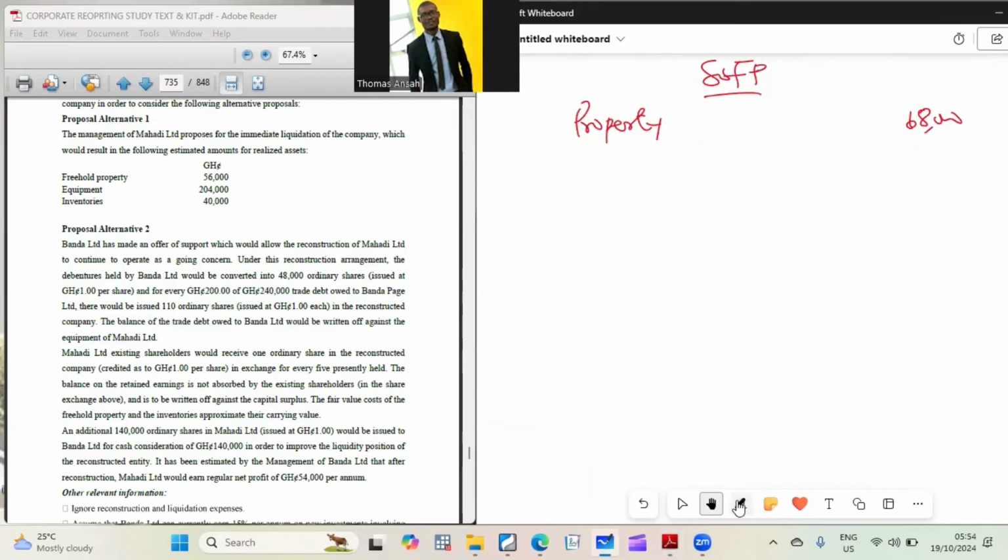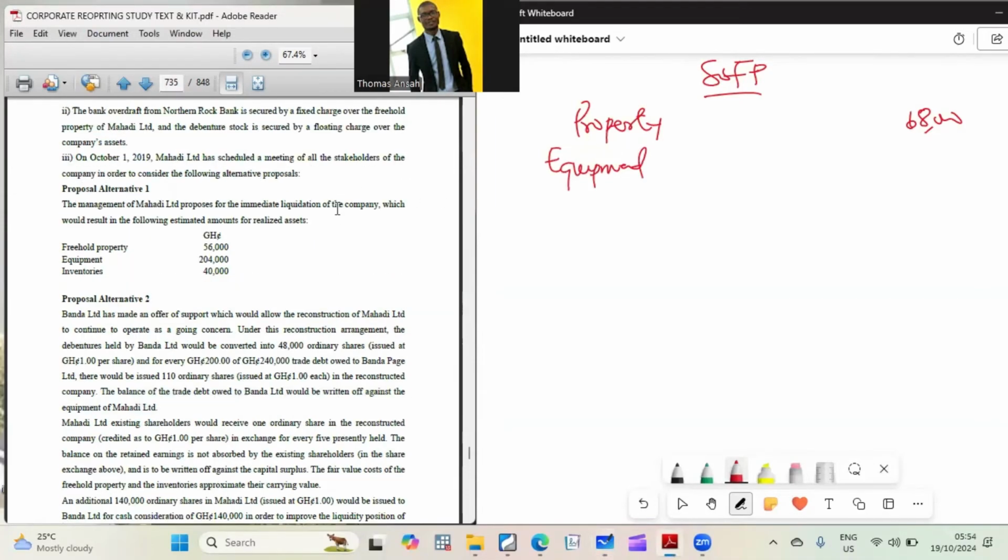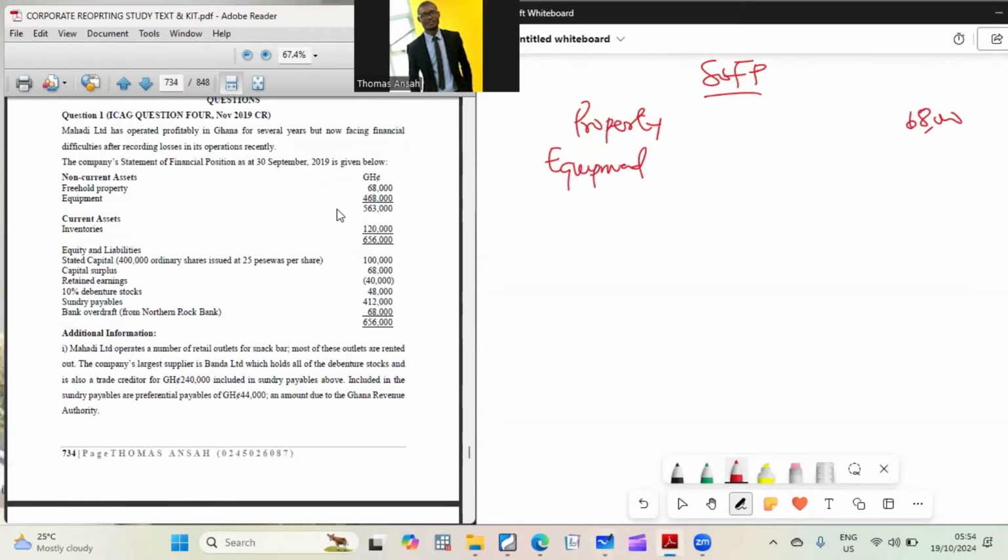Now, equipment, we are setting off something against it. What is the equipment? How much is the equipment? 468. But we are taking something against it. How much? You said it's 108. So what will be the balance? 360. Yes, sir. All right.